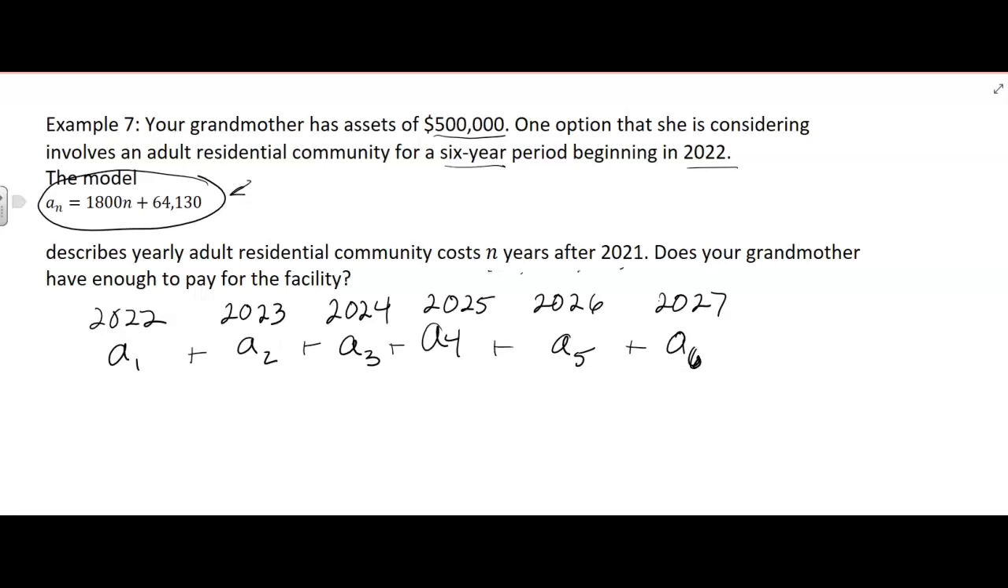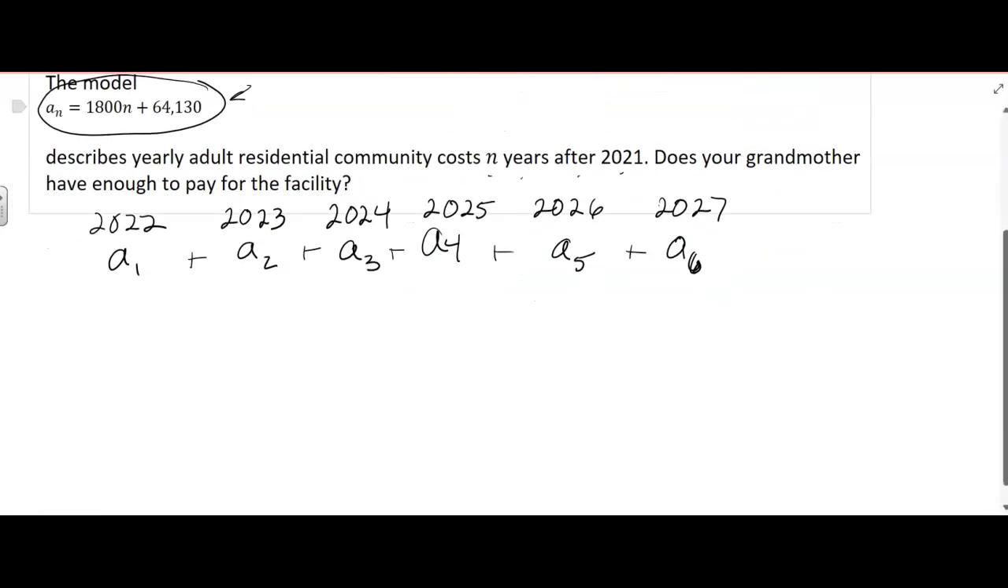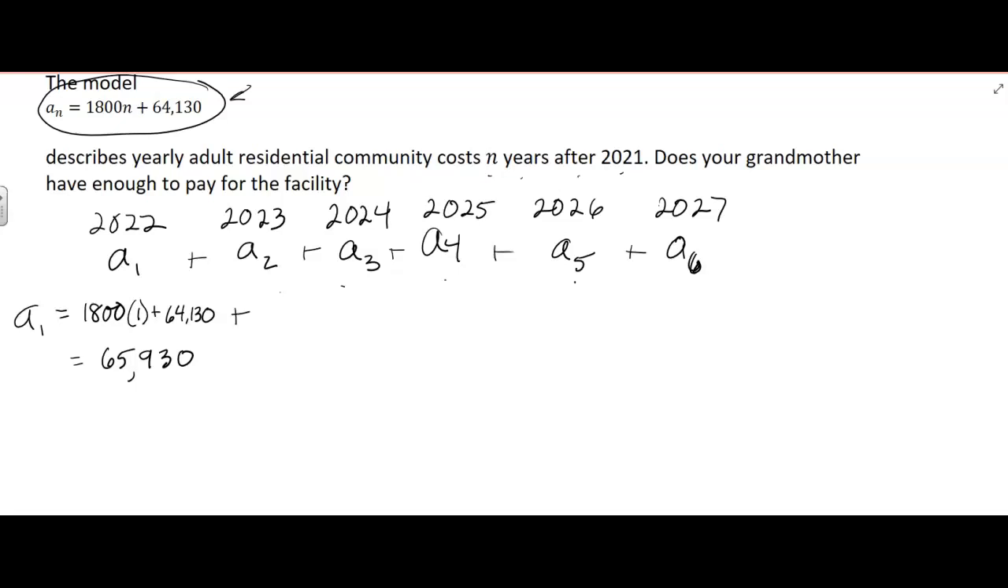Since the model is for years after 2021, we can say A sub 1 is equal to 1,800 times 1 plus 64,130. All right, where's my calculator? 1,800 plus 64,130 is going to be $65,930. That's just for the first year. Now, we know it's going to cost these other years, but we're going to skip ahead because we want to find the total. And we know it's in the form of arithmetic, right?